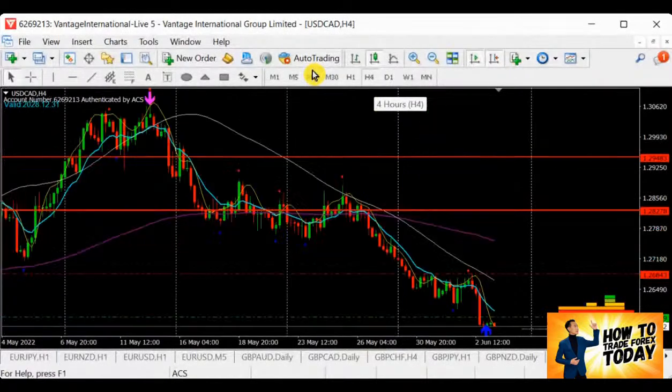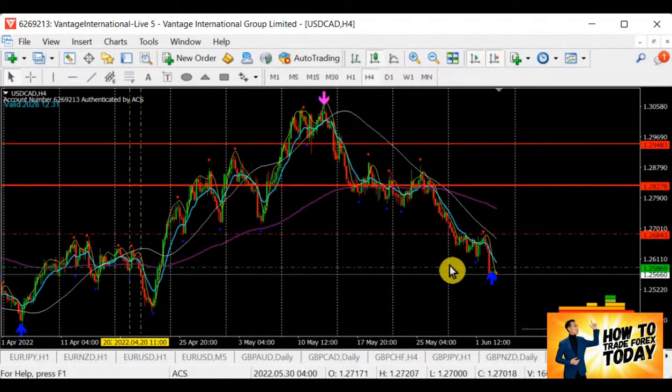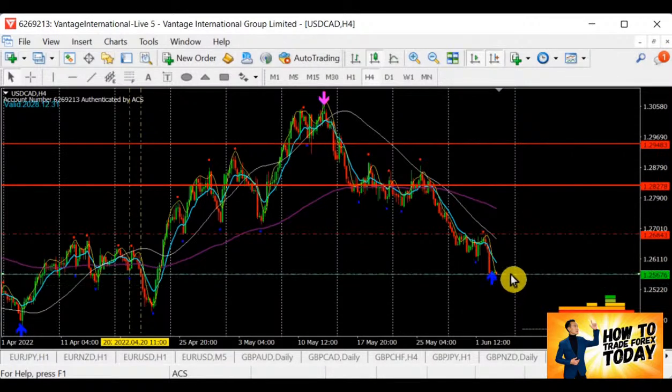Dollar CAD right now, selling. So let's look out for the resistance over here. As we can see, the support has just been broken, so the support has become a resistance. So probably I want to shift down a little bit more.